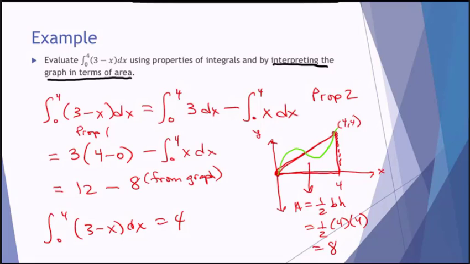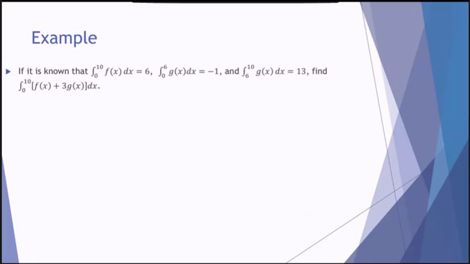Let's look at one more example of using properties of integrals. If it's known that the integral from 0 to 10 of f of x dx equals 6, the integral from 0 to 6 of g of x dx equals negative 1, and that the integral from 6 to 10 of g of x dx is 13. Find the integral from 0 to 10 of f of x plus 3 times g of x dx. Okay, so we're going to use properties to split that integral across addition and subtraction and pull the constant out front.